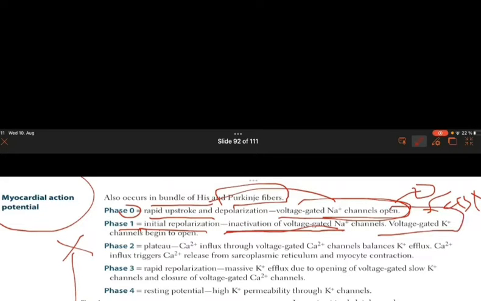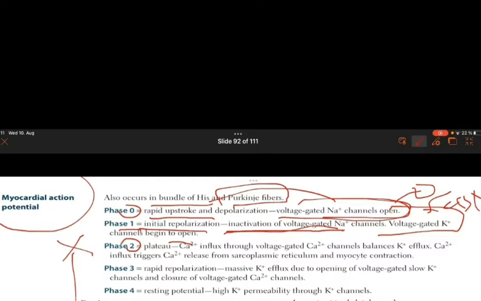Voltage-gated potassium channels begin to open. When the potassium channels open, they will move the potassium cation from inside the cell to outside the cell, from the intracellular to the extracellular compartment. So this is what happens in phase 1. You have closure of the sodium channels and opening of the potassium channels that move potassium outside of the cell. After that, you have the plateau of the calcium.